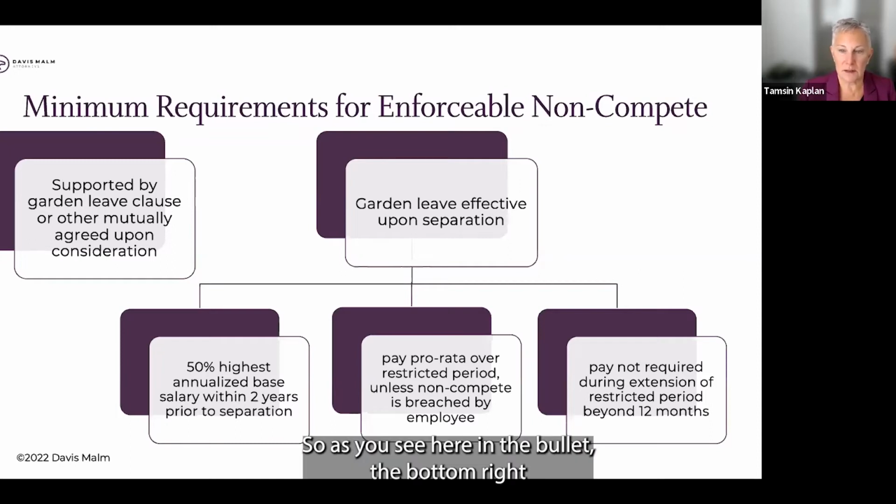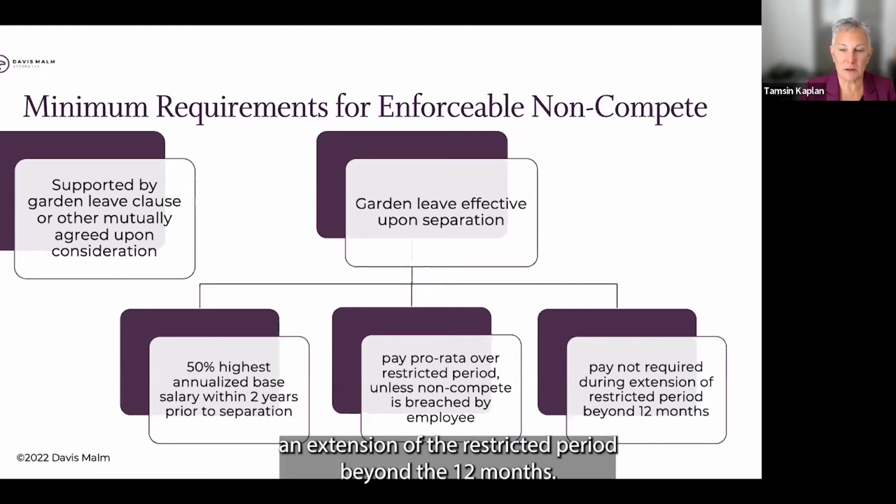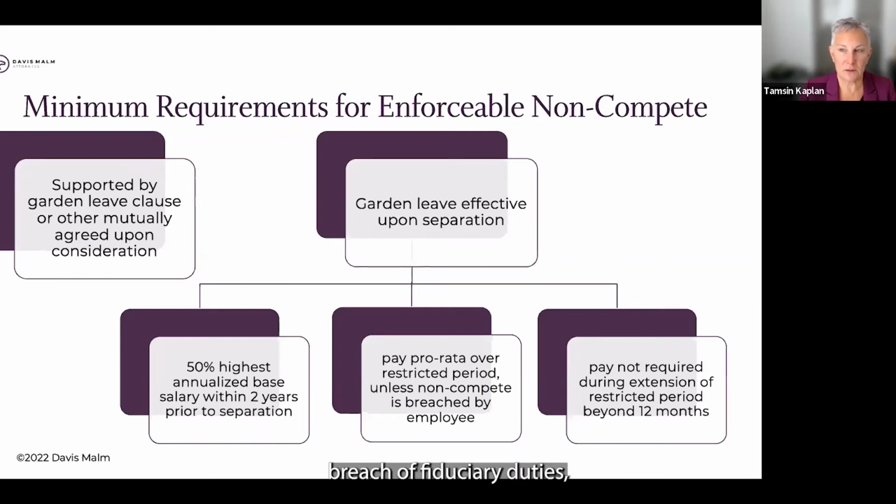So as you see here in the bullet at the bottom right, pay is not required during an extension of the restricted period beyond the 12 months. And that extension would occur in the case of a breach of fiduciary duties, or theft of company property by the former employee. Next slide.